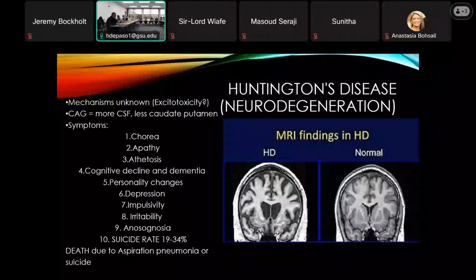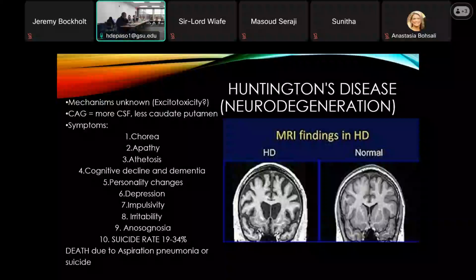Essentially, sometimes you wouldn't be able to notice that your arms were lifting up. Apathy, athetosis, cognitive decline and dementia, personality changes from any alterations of the prefrontal cortex, depression, impulsivity, irritability, a lack of awareness that you have a disease, quite frankly, which is a number of things. And the thing I've been focusing on most in this talk is the suicide rate.